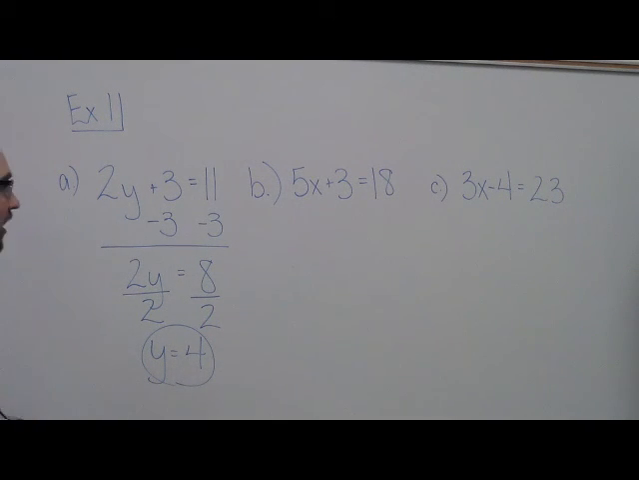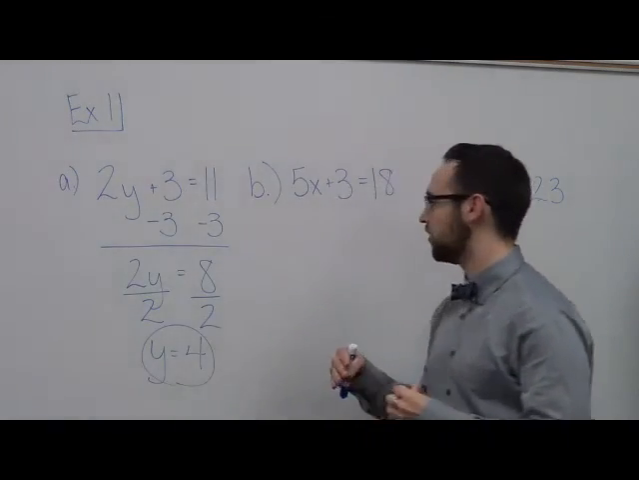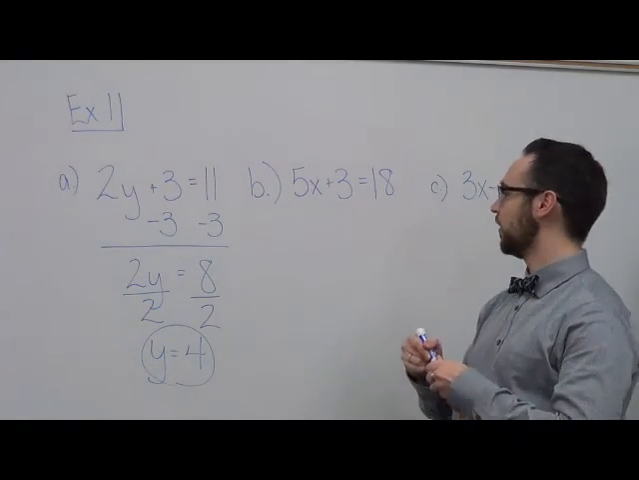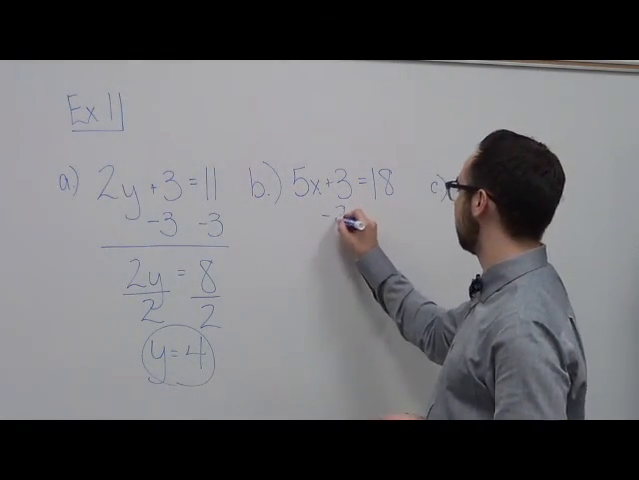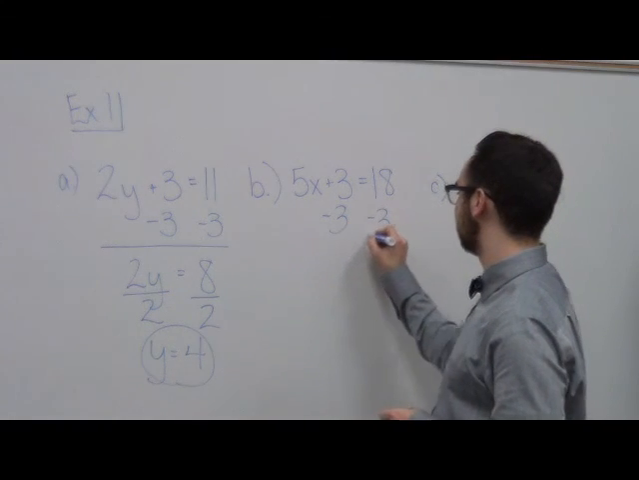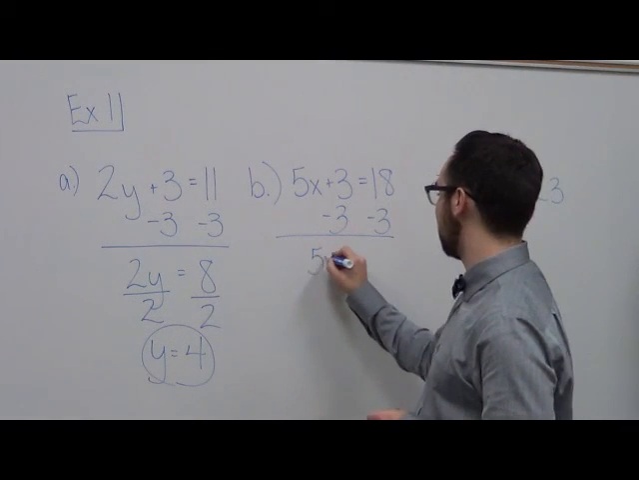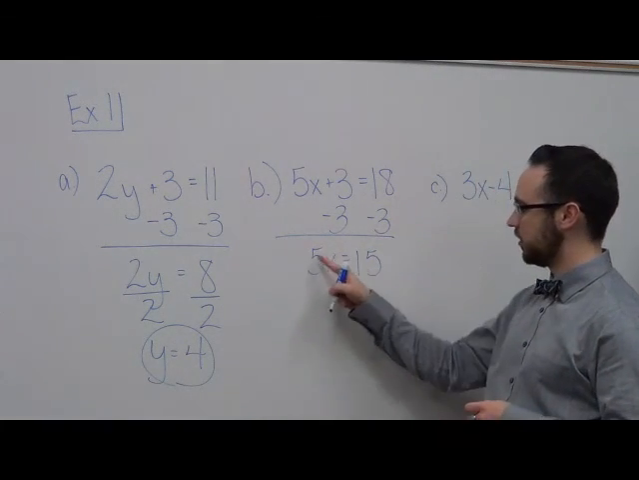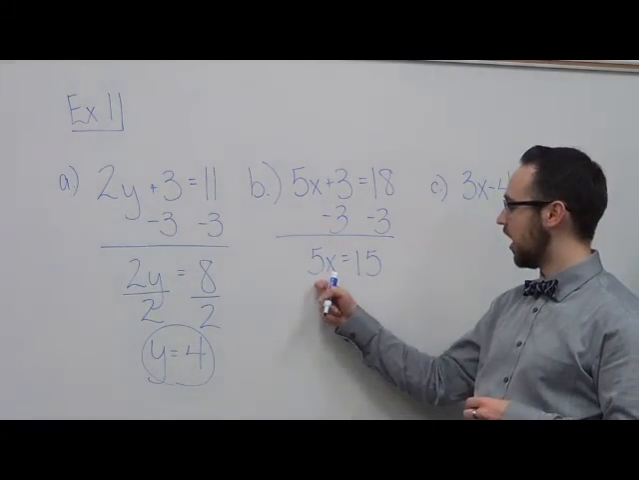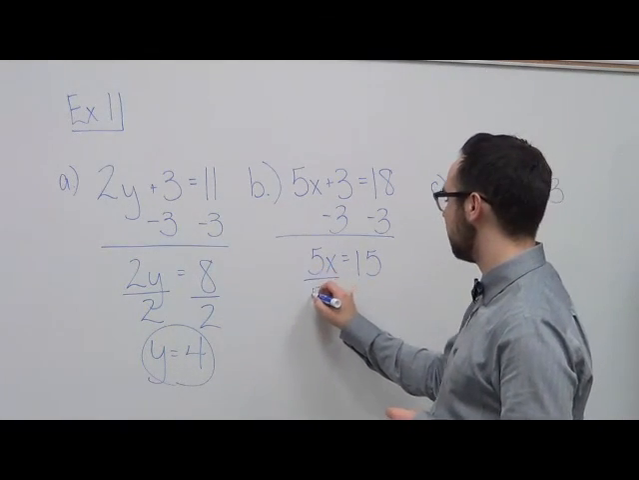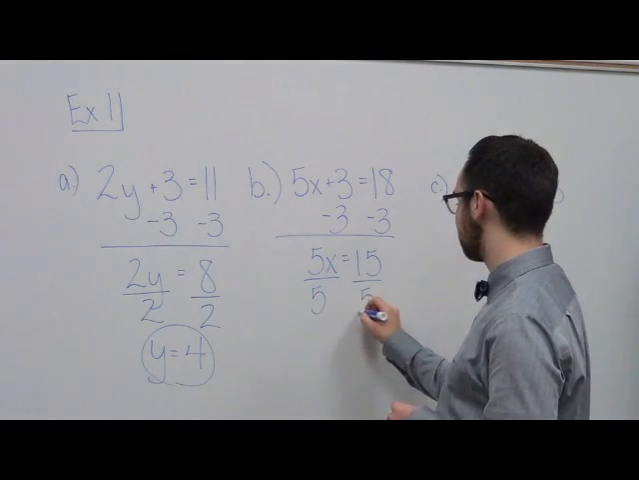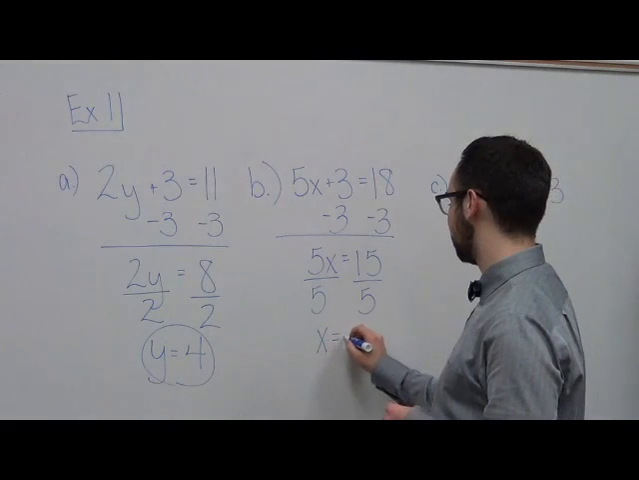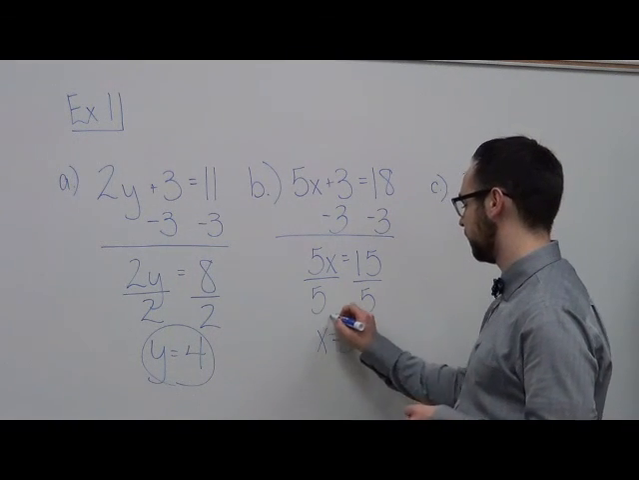For the second one, keeping in mind again working backwards as well as doing the opposite, we're going to subtract 3. So we're left with 5x is equal to 15. But I still have something attached to the variable. To undo that, I'm going to divide. So I'm left with x is equal to 3.